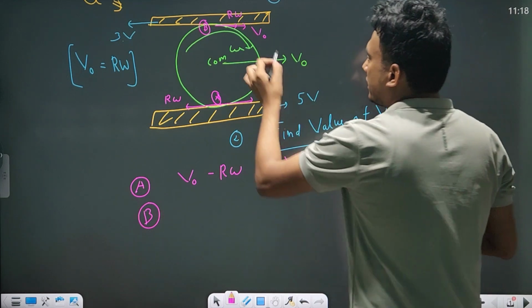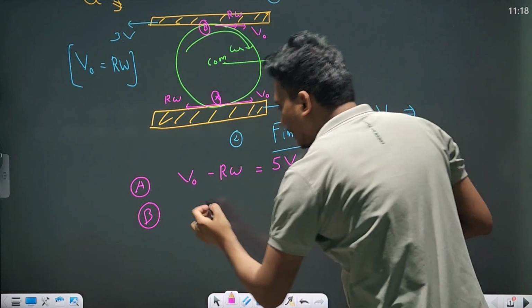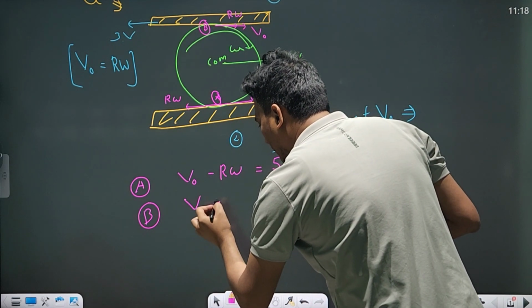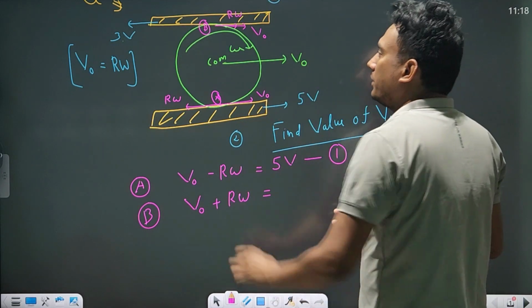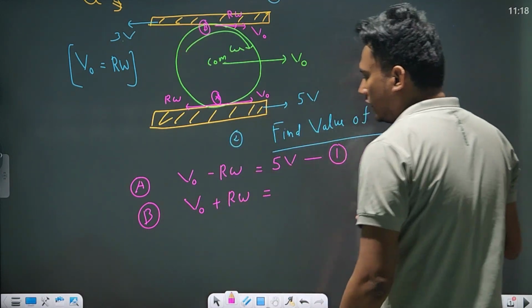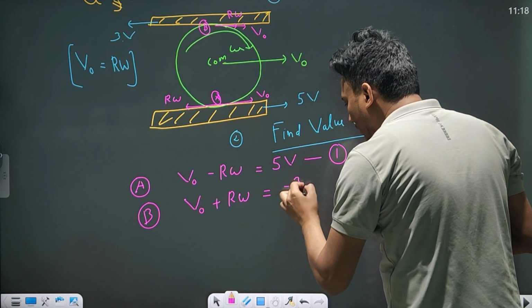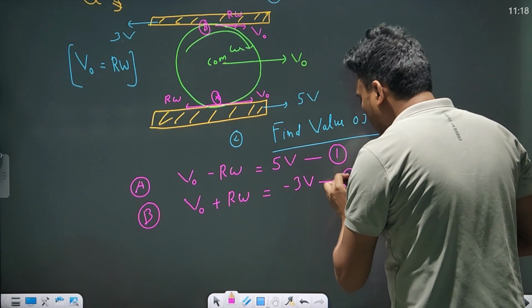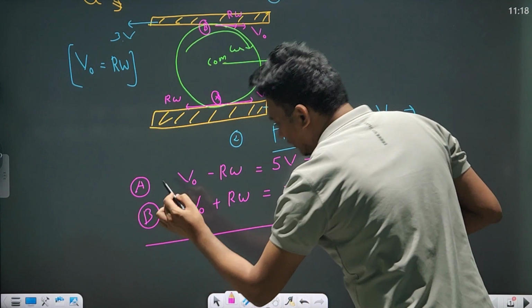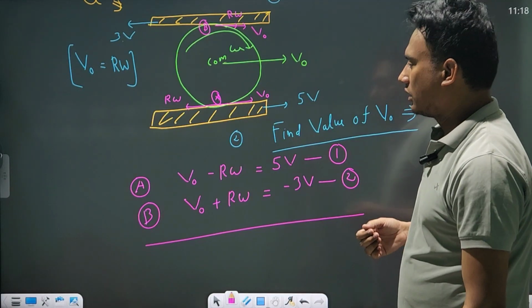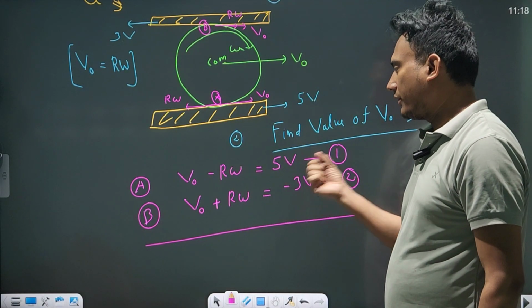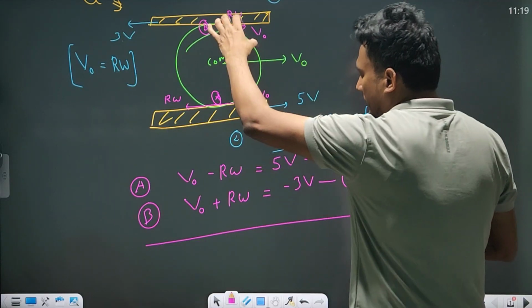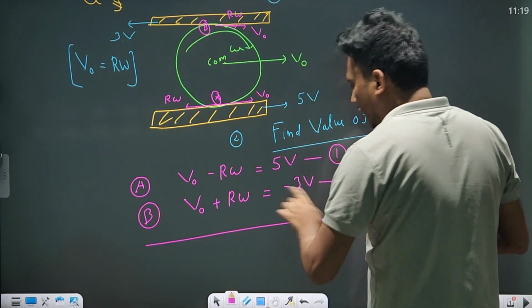So at point B you can see V naught plus R omega in a rightward direction, so I can write V naught plus R omega equal to, because the platform is moving in the leftward direction at 3V, minus 3V. So we write the equations at point A and point B. At point A, V naught minus R omega equals 5V, and V naught plus R omega is equal to minus 3V.